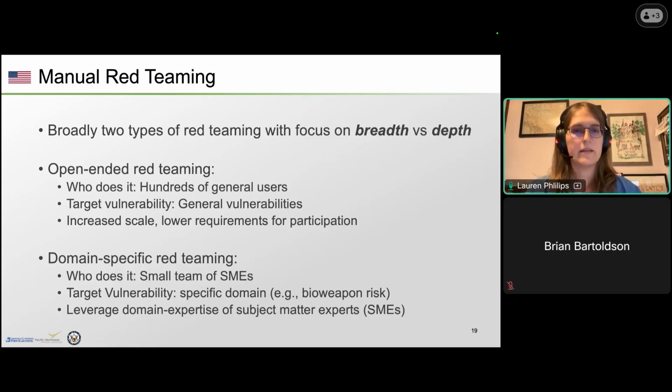Domain-specific red teaming is where you have a smaller team and you're going to target maybe a specific domain like bioweapon risk and really leverage the domain expertise of those subject matter experts.